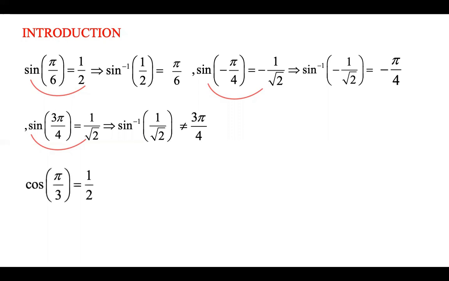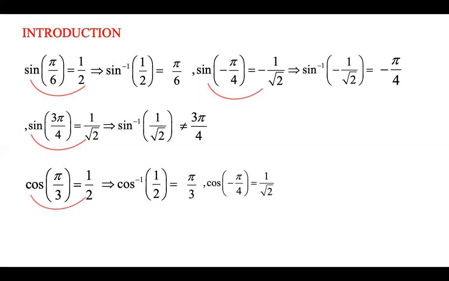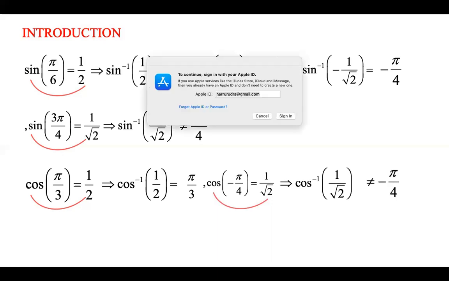Similarly, you know that cos of pi by 3 is 1 by 2. Then cos inverse of 1 by 2, with the same logic, is pi by 3. Cos of minus pi by 4 is 1 by root 2. Then cos inverse of 1 by root 2, with the same logic, should be minus pi by 4, but it is not minus pi by 4. Again, we need to discuss the definitions here. We are supposed to go through all those definitions, so I am going to do all those things now.